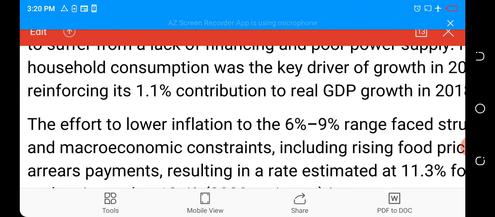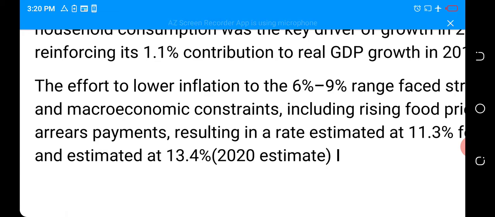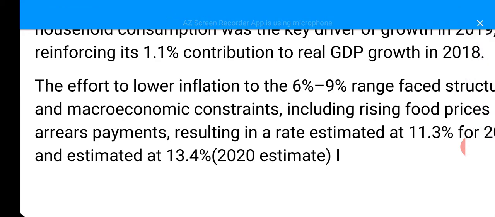Increase in household final consumption. The efforts to lower inflation rates to one figure have faced serious constraints, structural and macroeconomic constraints. Policies and the structure of the economy have made it difficult for us to reduce our inflation rates to a single digit.